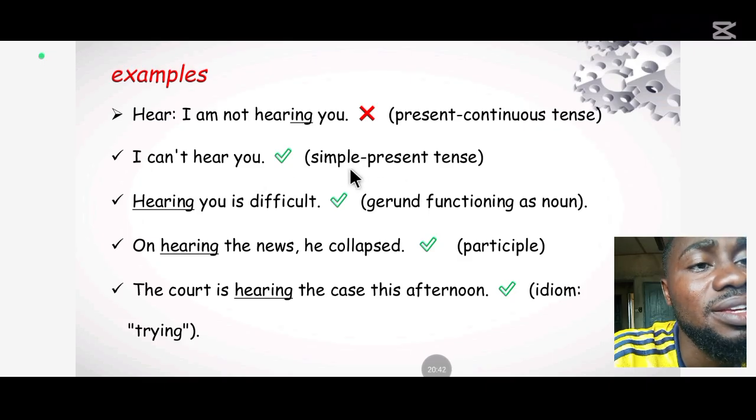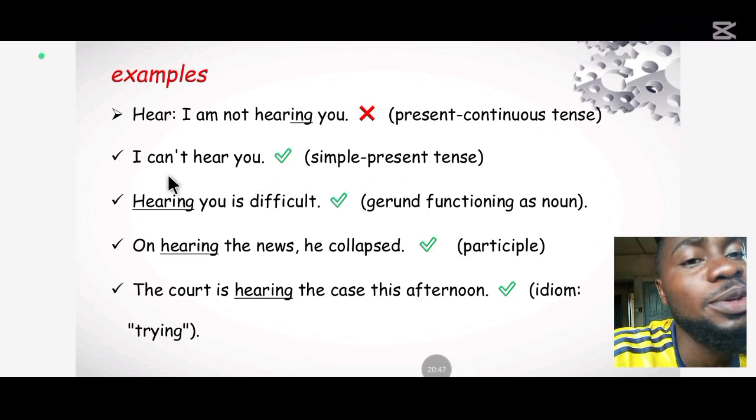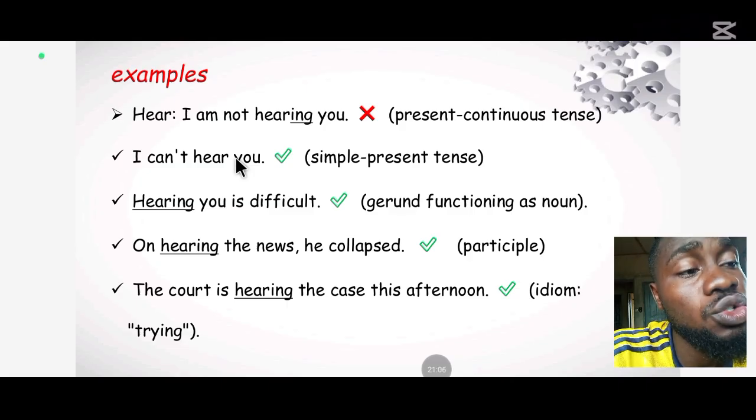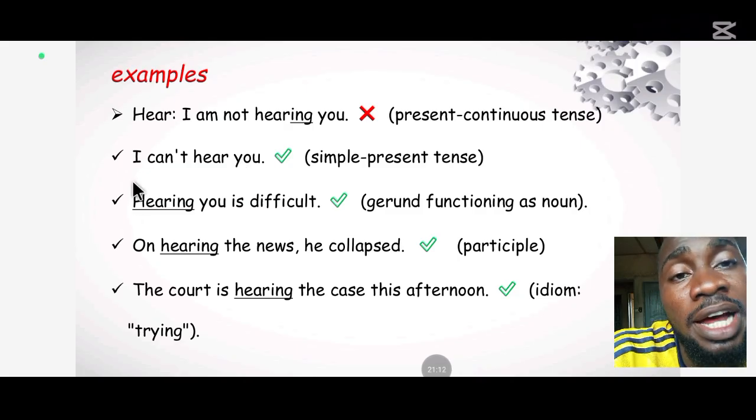Correct. Simple present tense. You can also say "I can hear you." It's not "I am hearing you." "I am hearing you" is wrong, because it involves the five senses of man. Do not use the continuous. These are verbs that do not take the continuous form, verbs involving the five senses of man. Let's look at the next.